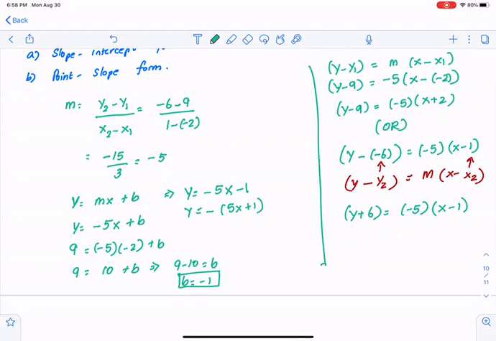And also keep in mind, both of those equations, if you rewrite it, are going to result in what we found as the slope intercept form, y equals -5x minus 1.